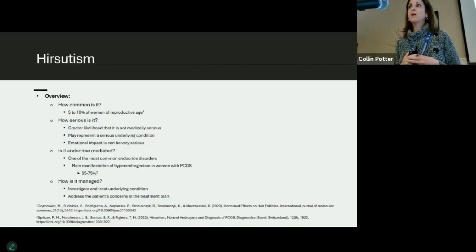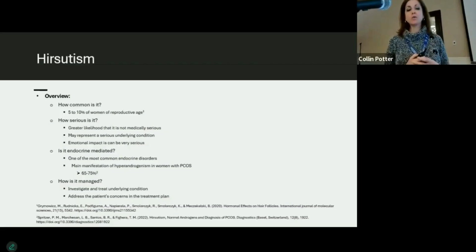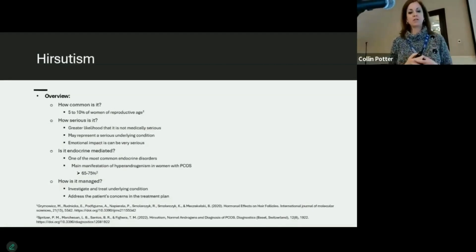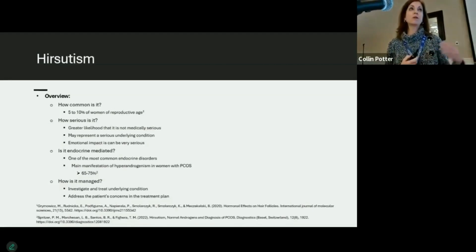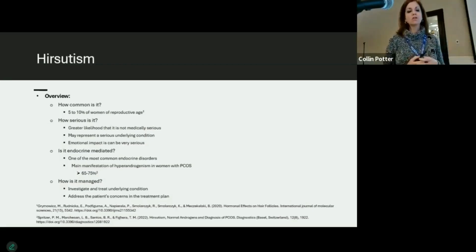So is it endocrine mediated? Well, I am here today from an endocrine standpoint. It is one of the most common endocrine disorders, and it is the main manifestation in patients who do have PCOS. I think that people often think that PCOS is the only cause of hirsutism, so that's why I'm shedding some light on some of the other causes today. But that's a logical conclusion that people have because 70 to 80% of people with PCOS do develop hirsutism. So it makes sense that people have that link and association. And that's an important association to have as well because you do want to recognize PCOS and be able to treat PCOS, both from the psychologic as well as the underlying medical impact and the future morbidity and mortality that's associated with PCOS.